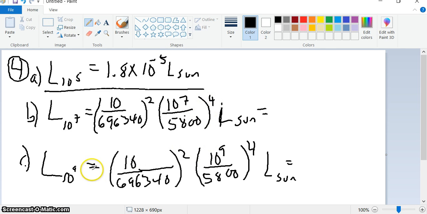And then the last one, part C, they want you to find the luminosity of this neutron star when the surface temperature is 10 to the 9th. So this is what it looks like. Let me put the numbers in. For when the temperature is 10 to the 7th, I get 1,822 times the luminosity of our sun.